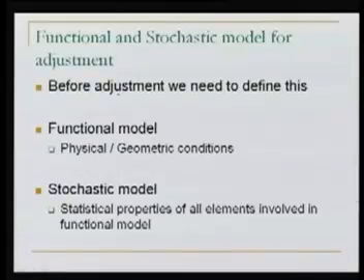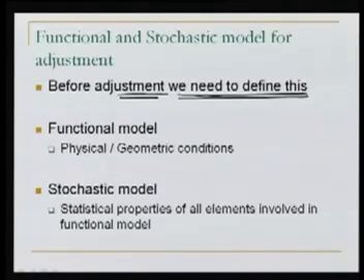Now again, some more things. The models which we make use of in adjustment are of two types. One is the functional model, the second is the stochastic model. Now what is the difference between these two? This is very important. Before the adjustment, we need to define this model. We need to be very, very clear about the model which our observations or estimates should satisfy. We need to know about that model.